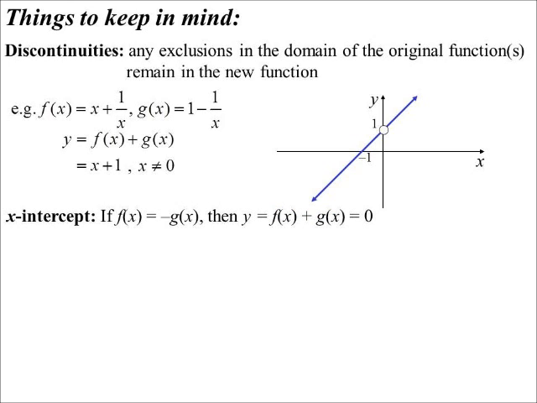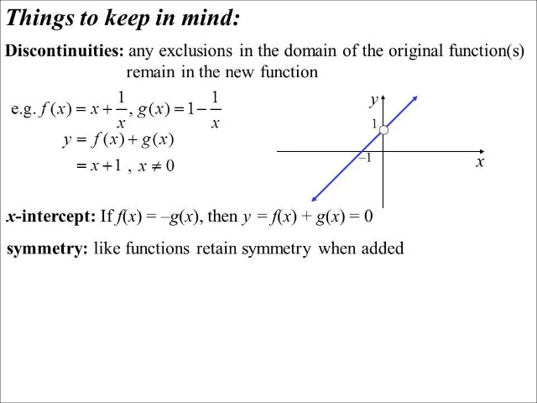X-intercepts. If when you're drawing the two curves you notice symmetry about the x-axis, so if one function is equal to the minus of the other one, so you've got the same amount above as below, then obviously they're going to add together to give 0. It will become an x-intercept on the new curve. So that's another good one to look out for.